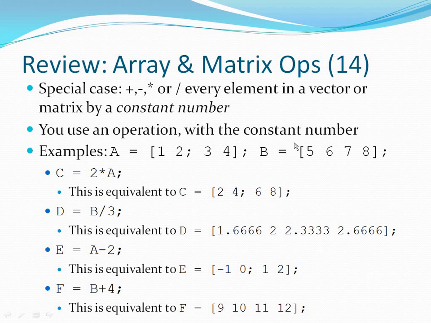If I wanted to multiply every element by 2, you just do 2 times A, and then you get 2, 4, 6, 8. If I wanted to divide every element in B by 3, you get a 4-element vector where this is 5 divided by 3, 6 divided by 3, 7 divided by 3, 8 divided by 3, and this is what you get. And then if I wanted to take every element in A and subtract it by 2, you'll get 1 minus 2, which is minus 1, 2 minus 2, which is 0, so on and so forth. So every single element in A is subtracted by 2. And then if I wanted to take every element in B and add it by 4, this is what you get. Okay, so it's very simple.